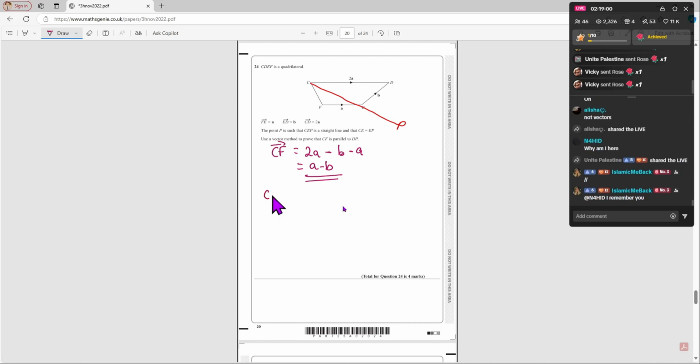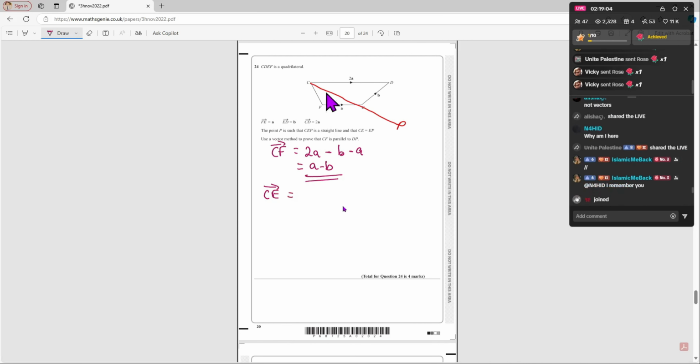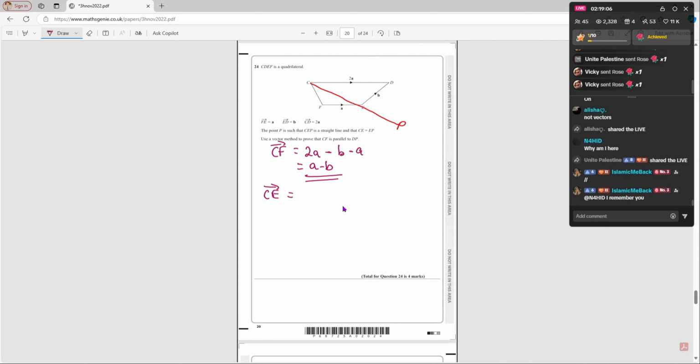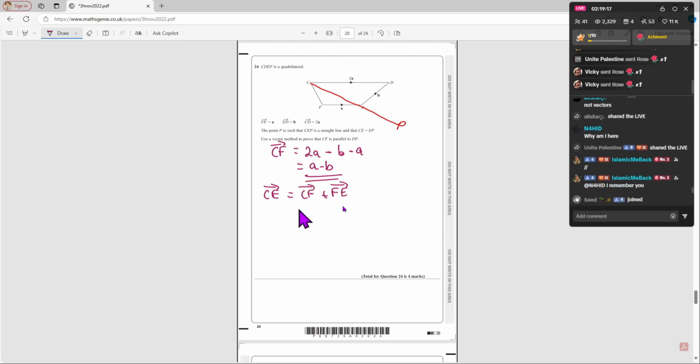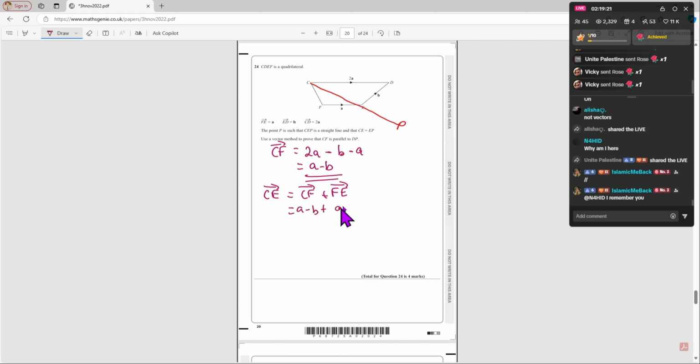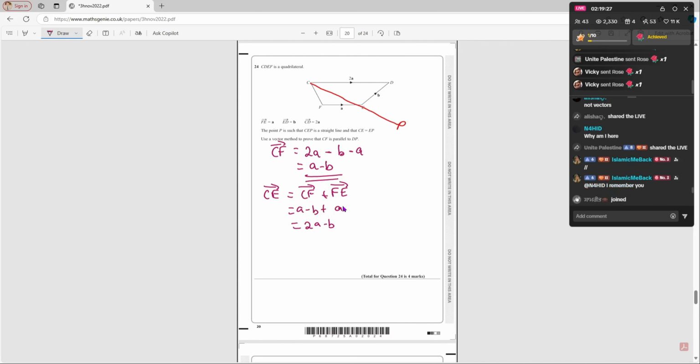And now I'm going to work out the vector CE. So the vector CE, C to E, this vector over here. It's just going to be CF plus FE. So CF plus FE, which is going to be CF, we know that is A minus B, so it's going to be A minus B, plus FE, which is going to be A, so it's going to be 2A minus B. So that CE is going to be 2A minus B.